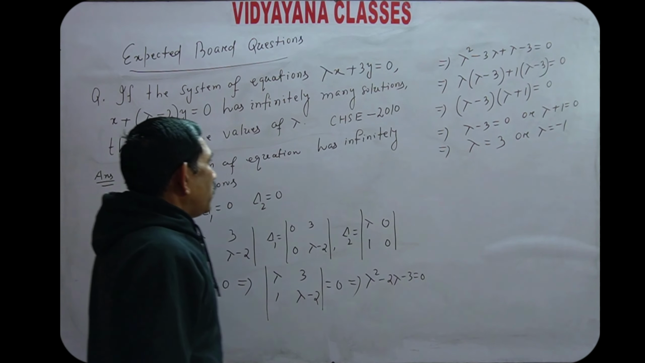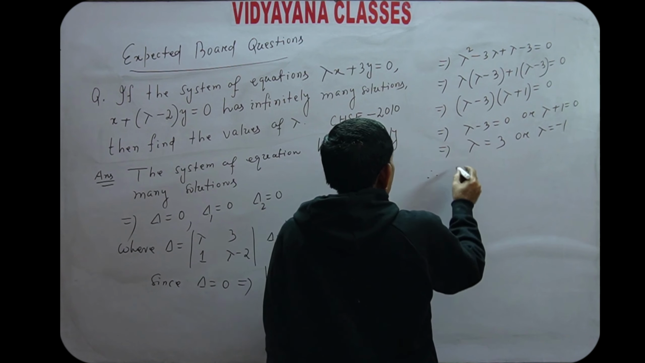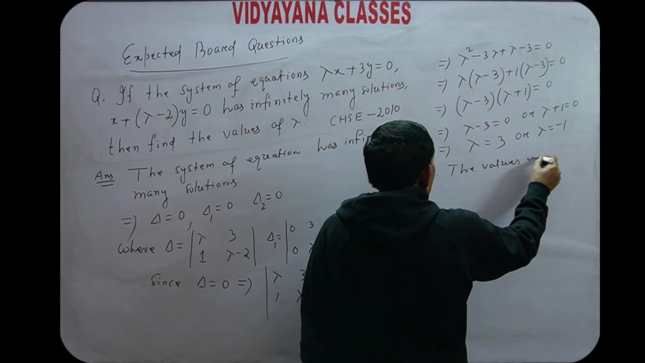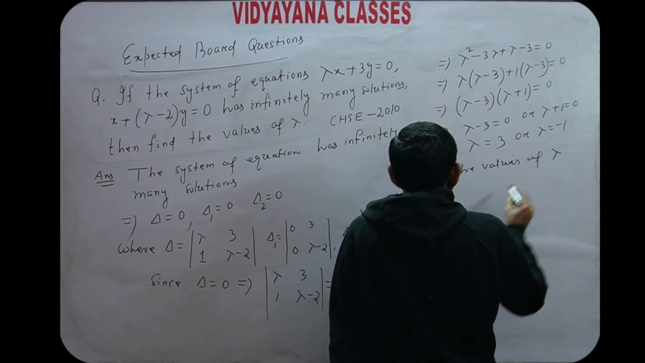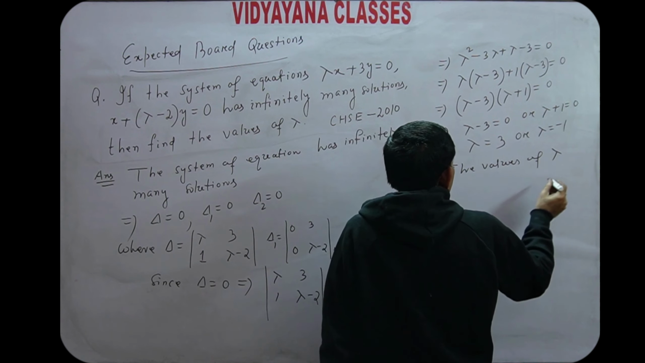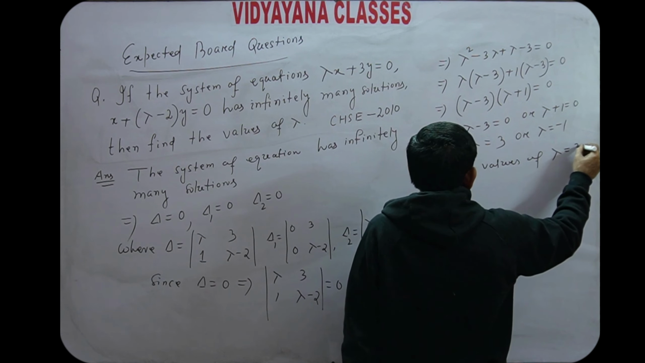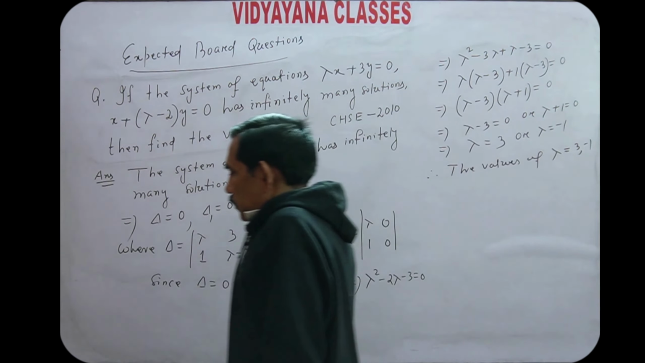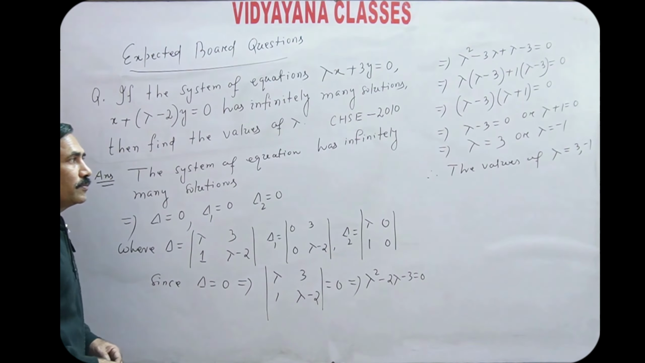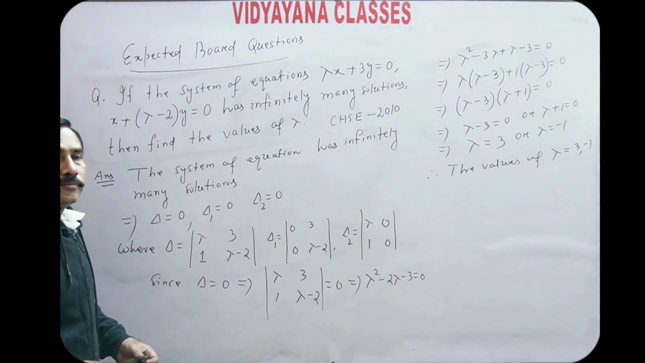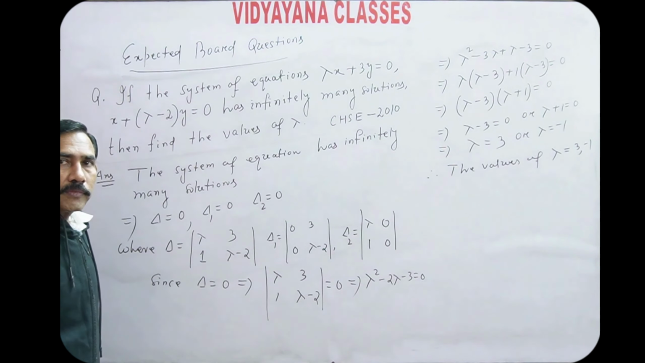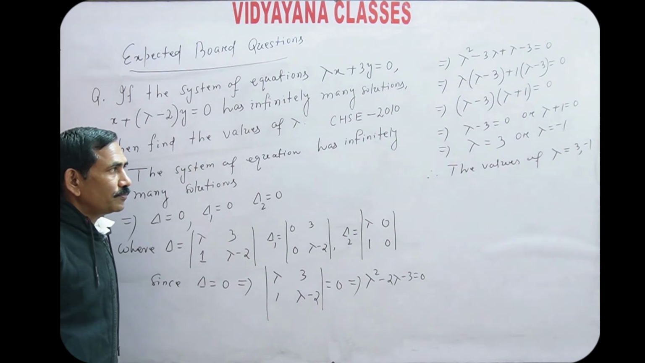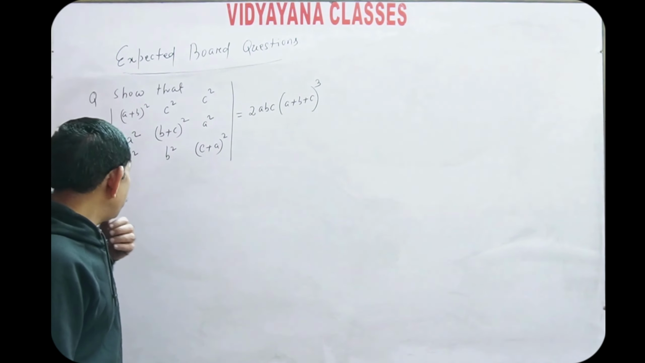Find the values of λ. Therefore, the values of λ are 3 or −1. Clear? Okay. Note down. Next question.